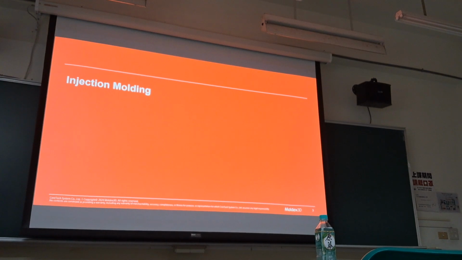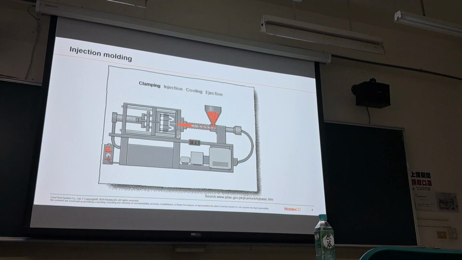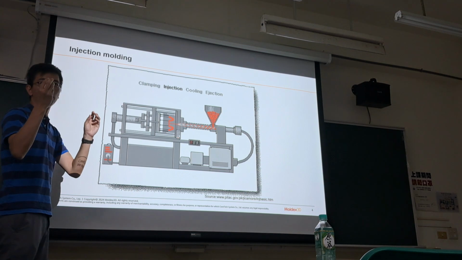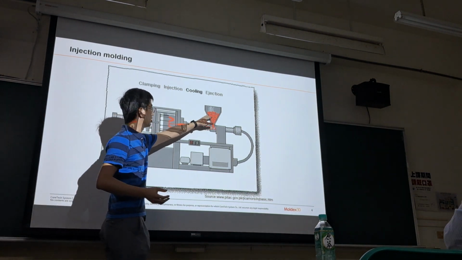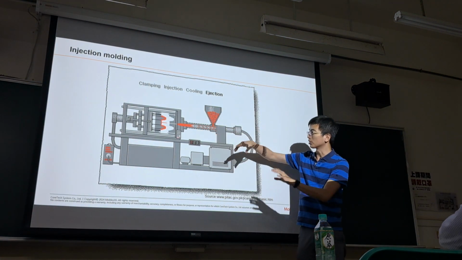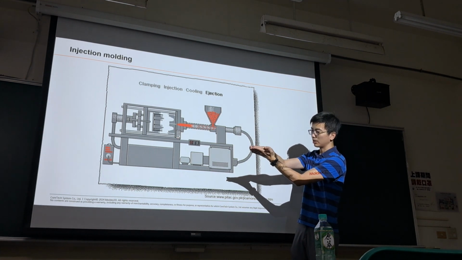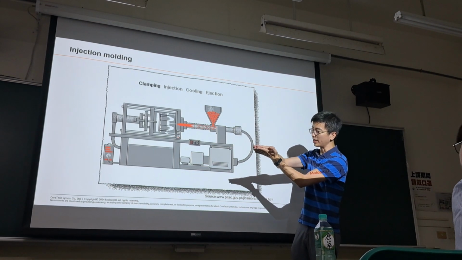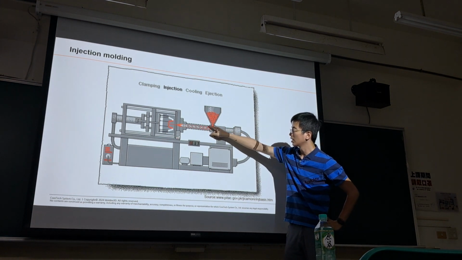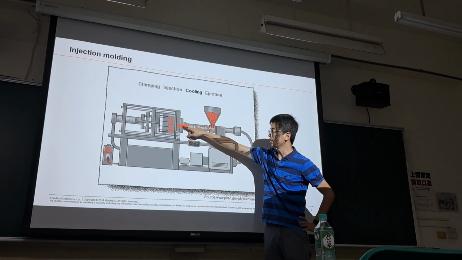So the first section will be the injection molding. So this is the injection molding. So we will put a plastic pad into the hub. And then we will have a screw by rotation, so we can generate the shear stress. So through the shear heating, we can turn this solid pad into melt. And this melt will go through the tunnel to here.